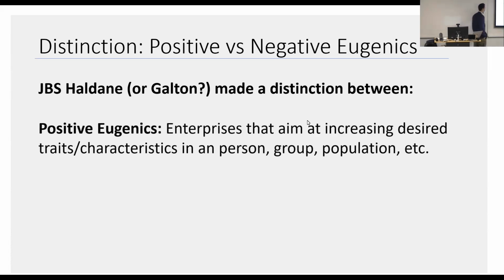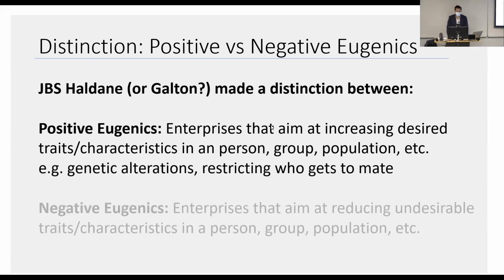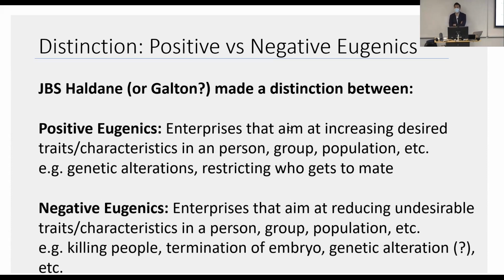Now, either him or Galton made a distinction between positive eugenics and what's called negative eugenics. So here's I think the primary difference. Positive eugenics aims to increase some trait or characteristic in a person, group, or population. So the aim is to increase the desired characteristic. But negative eugenics is an enterprise that aims to reduce undesirable characteristics. So here's the difference. One's aimed at increasing desired characteristics, and the other is aimed at reducing undesirable traits and characteristics.